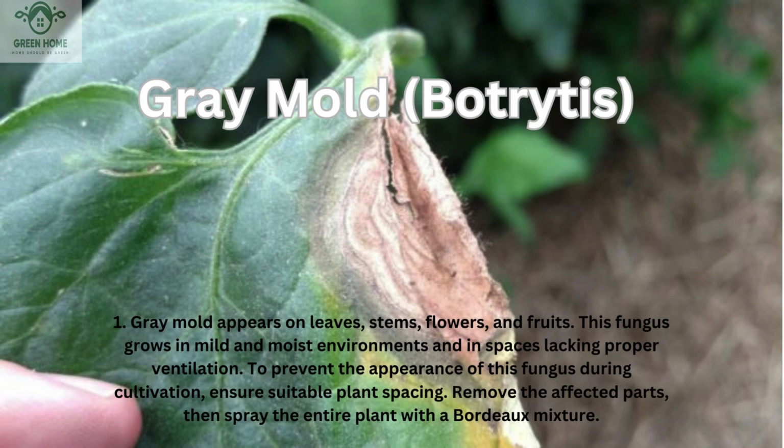Gray mold botrytis. Gray mold appears on leaves, stems, flowers, and fruits. This fungus grows in mild and moist environments and in spaces lacking proper ventilation. To prevent the appearance of this fungus during cultivation, ensure suitable plant spacing. Remove the affected parts, then spray the entire plant with a Bordeaux mixture.